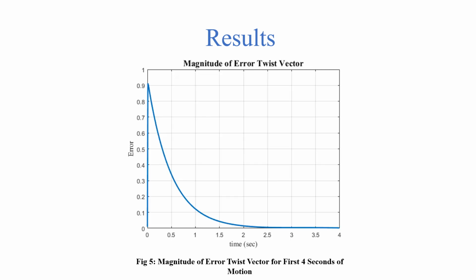Now, this right here would show a more qualitative description of the results. This is the magnitude of the error twist vector through the first 4 seconds of all trajectory motion. We can see that the magnitude of the error twist vector tends to zero quite quickly, taking nearly 2 seconds in response, and producing nearly no static error. This is due to the effect of the integrator.